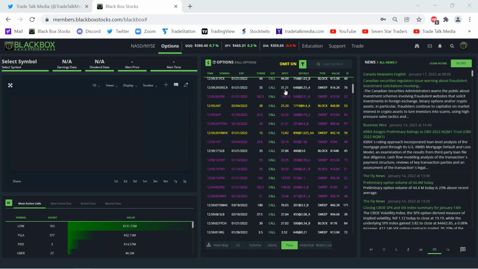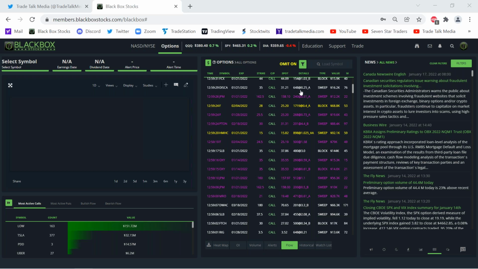So we're using the spot price here to determine how far in the money or out of the money these contracts are. So DISCA was trading at 31.21 and they bought a $35 call. So we're going to look at that and say that's roughly, was it $3.79 out of the money for a contract that expires 121. And we're going to use that information to decide if we're going to follow that or if that meets the criteria that we're looking for.